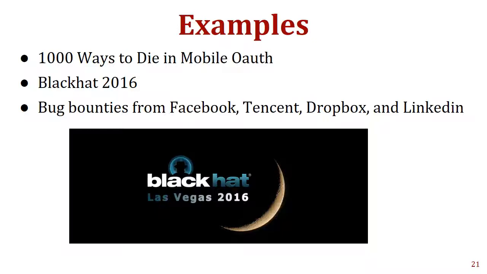Previously, when we were offering a similar class at Carnegie Mellon, we had lots of good outputs from the class. We got several conference papers and also industry conference talks as well. One example is a work we presented at Black Hat 2016. The title is 1,000 Ways to Die in Mobile OS. This work was done when I was a TA for a similar class at CMU, and basically together with the students, we were looking into the security problems in mobile OS.